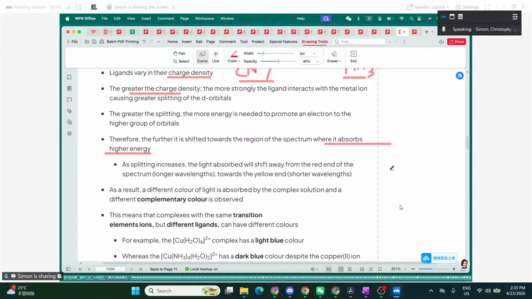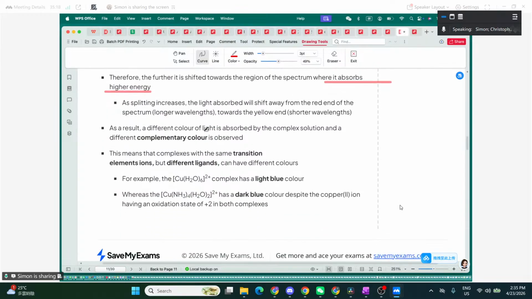Here is the conclusion. A different color of light is absorbed by the complex solution, and different complementary colors are observed. Which means complexes with the same transition element ions, but different ligands, can have different colors.